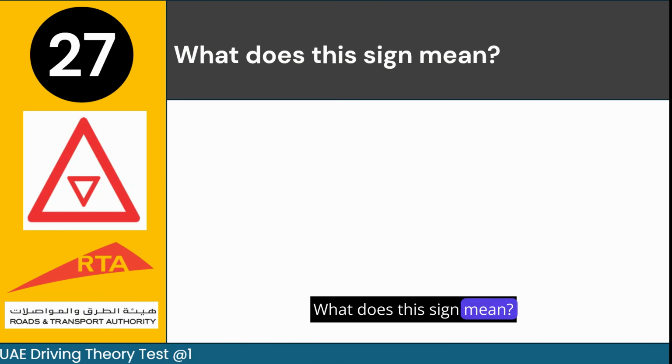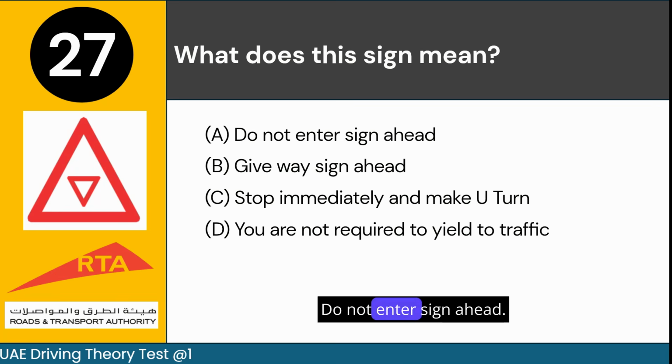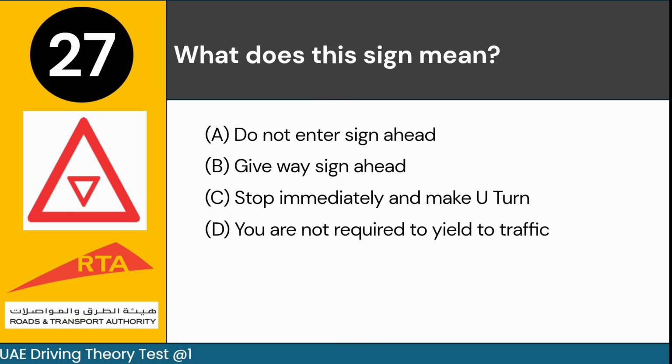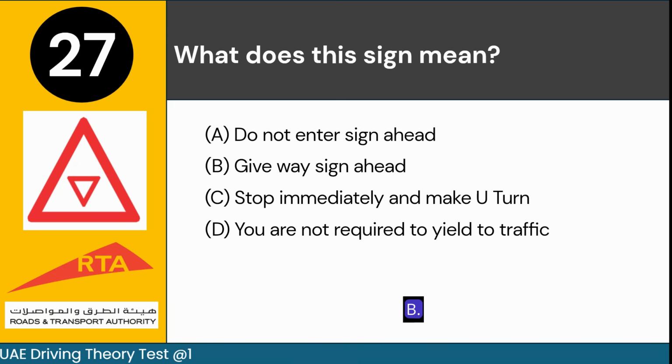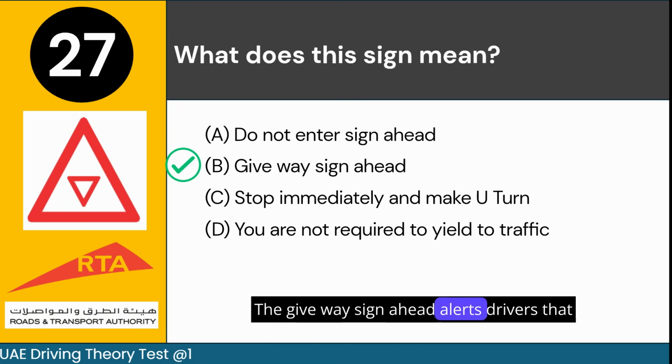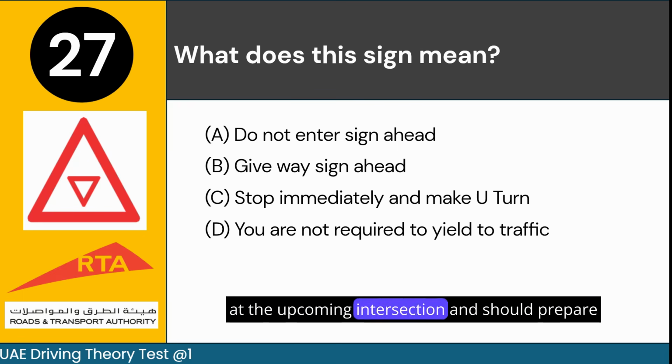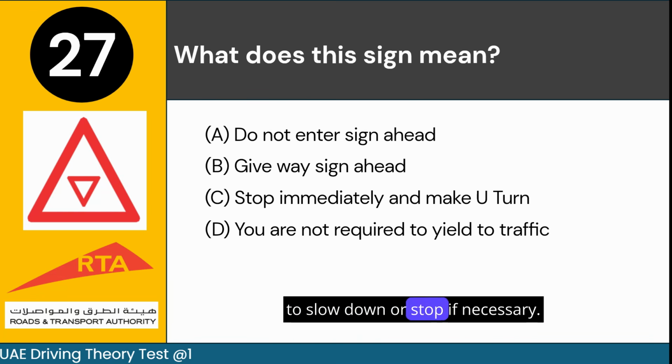What does this sign mean? A. Do not enter sign ahead. B. Give way sign ahead. C. Stop immediately and make U-turn. D. You are not required to yield to traffic. Answer: B. The give way sign ahead alerts drivers that they will need to yield to other traffic at the upcoming intersection and should prepare to slow down or stop if necessary.